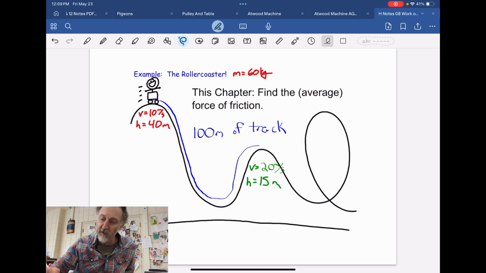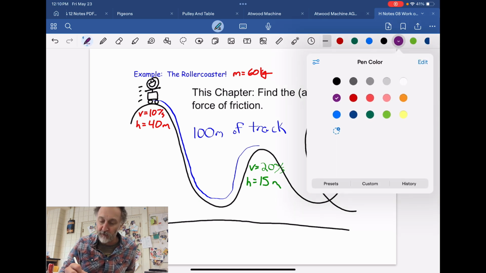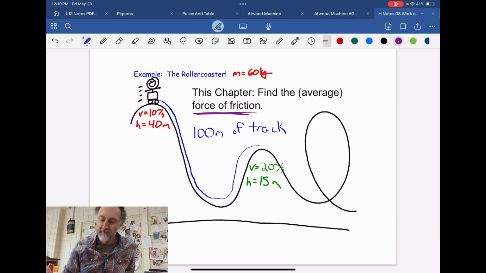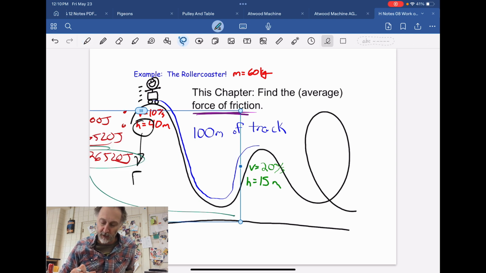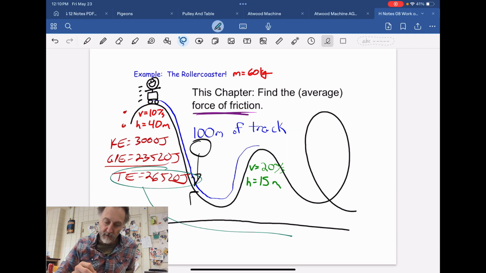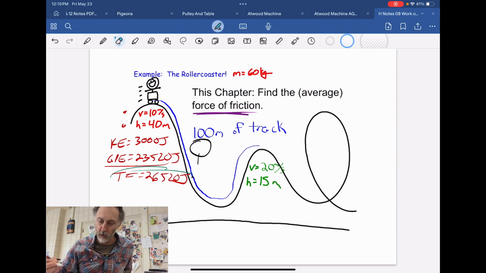The big difference is this time our roller coaster has friction. Okay, but what you can see is the initial conditions of my roller coaster are the same. I'm still moving at 10 meters a second and I'm 40 meters up. So if you calculate it, here's your total energy you get, 26,520 joules, right?